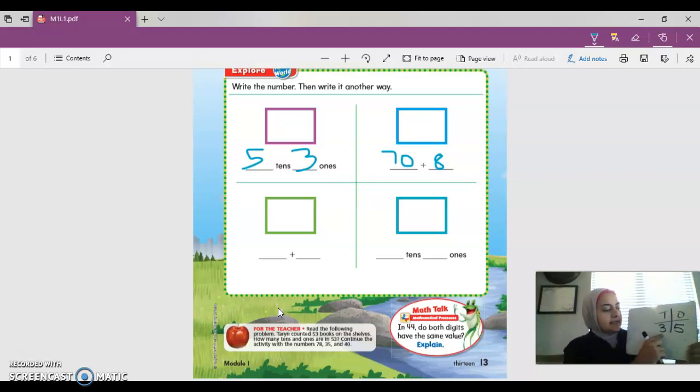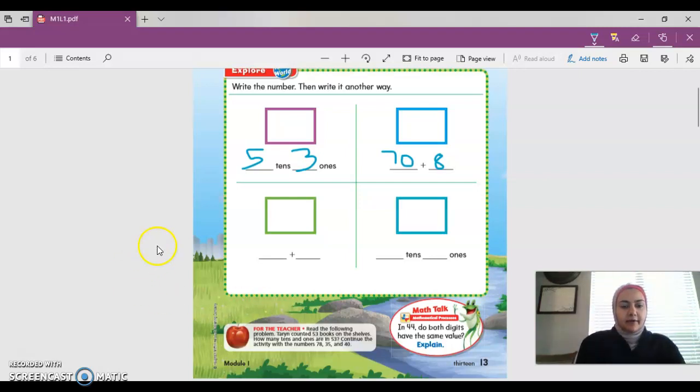So 3 tens is the same as what? If I have 3 ten sticks, and each ten stick has a 10, that's 10, 20, 30. So 3 tens is the same as 30, and then we have that plus sign, and how many ones? 5. So here you're going to write 30 plus 5 is 35. All right, and the last one is 40.